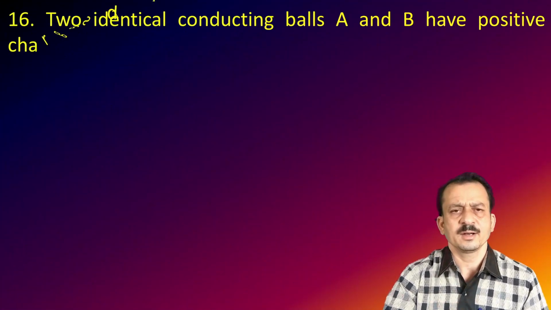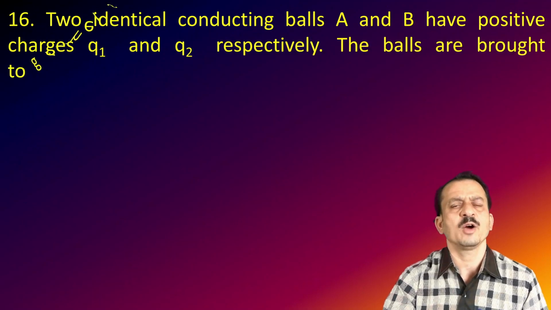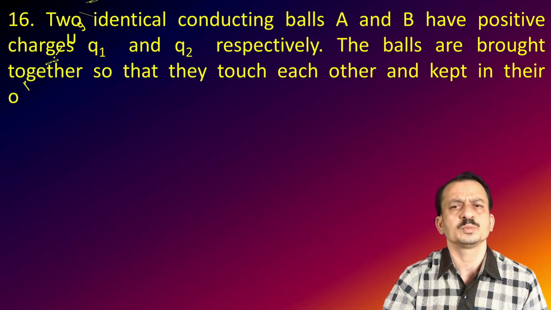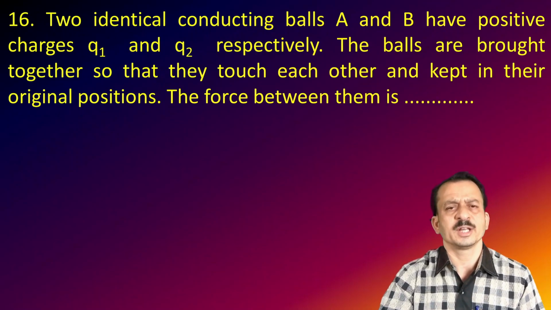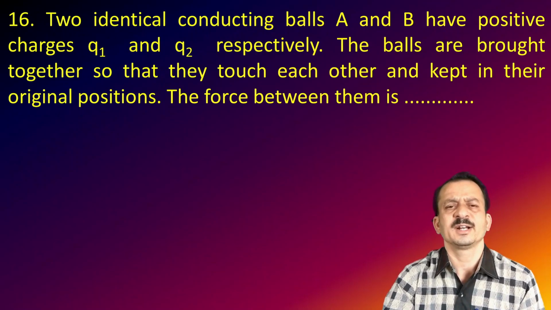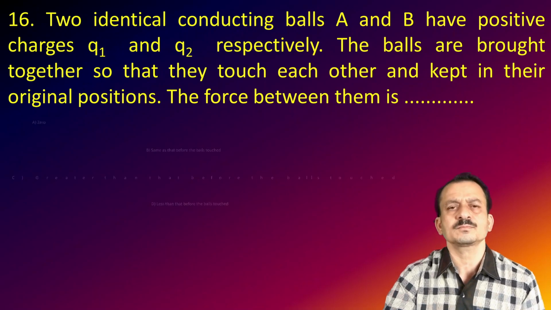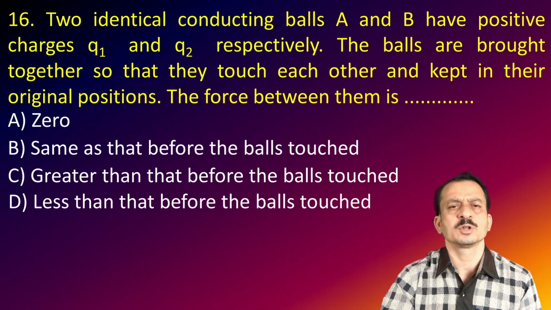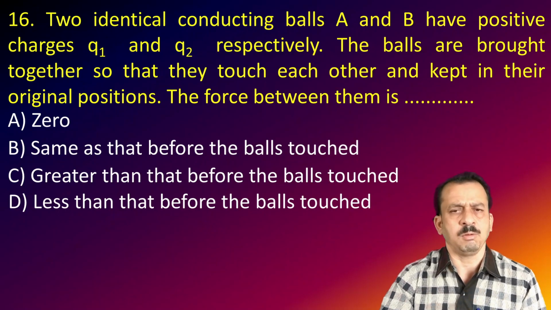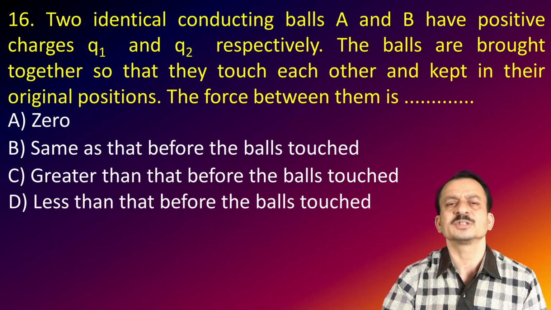Two identical conducting balls A and B have positive charges Q1 and Q2 respectively. The balls are brought together so that they touch each other and kept in their original position. The force between them is: A, 0; B, same as that before the balls touch; C, greater than that before the balls touch; D, less than that before the balls touch.